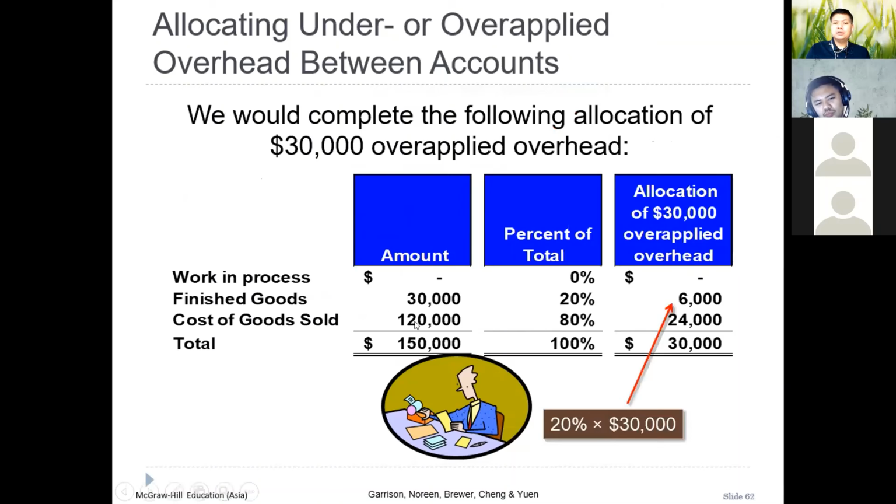Ayan. So, ito yon. The allocation is 30 over 150 or 20%, or 120 over 150 or 80%. Let's allocate 30,000. 20% of 30,000 is 6,000. 80% of 30,000 is 24,000. So, this is the over-applied overhead. Anong gagawin mo? Babawasan mo yung finished goods ng 6,000. Babawasan mo yung cost of goods sold ng 24,000.